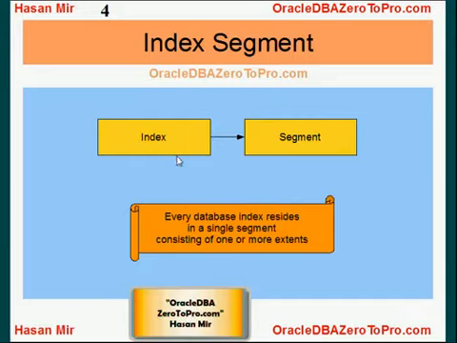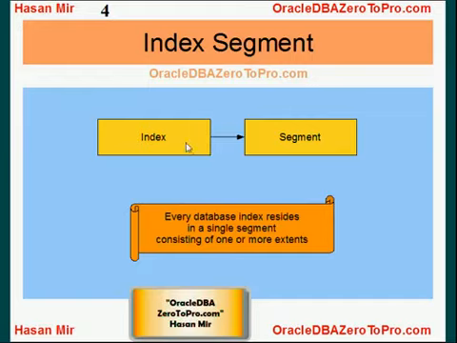Having said that, index objects are optional objects. Why would you create an index? You create an index if your select statements are very slow. Then you look at the where clause of that select statement, and whatever columns have been used in the where clause, you try to create an index on each column, or you can also create composite indexes. Again, I'll be covering that in detail later on.